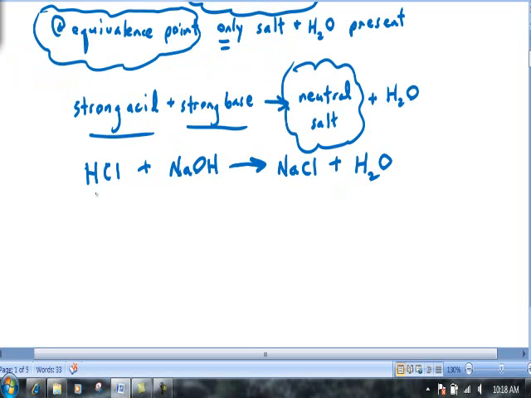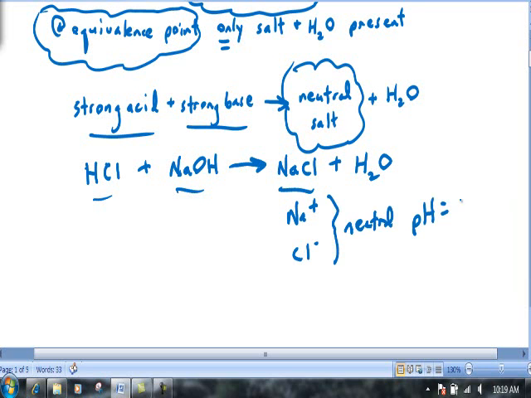For example, hydrochloric acid plus sodium hydroxide is going to create the salt sodium chloride. Sodium chloride is a salt where both ions, the sodium ion and the chloride ion, would be spectators. This would give us a salt solution that's neutral, and we would see at the equivalence point for this particular titration, when the moles of acid and moles of base have completely neutralized each other, a pH of 7. We have a pH of 7 because the salt that's created here, sodium chloride, produces a neutral solution.